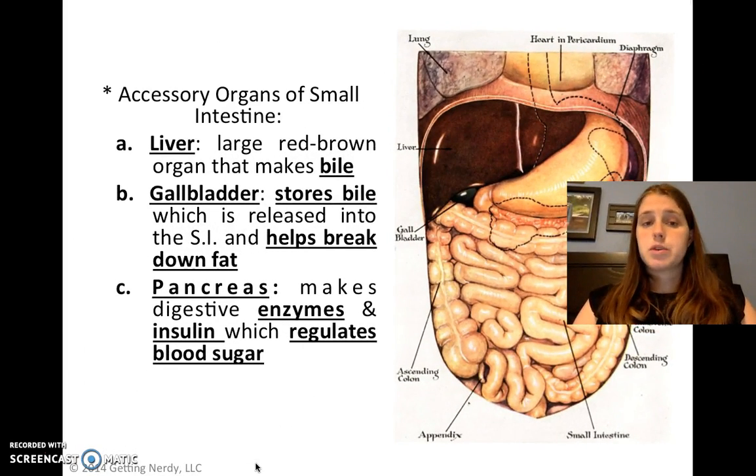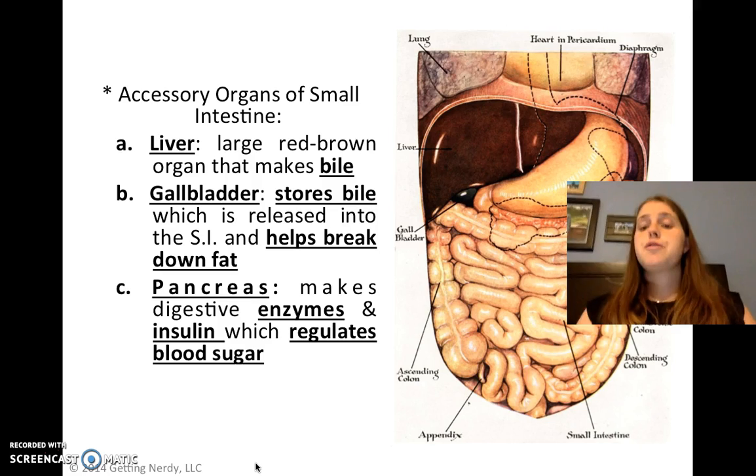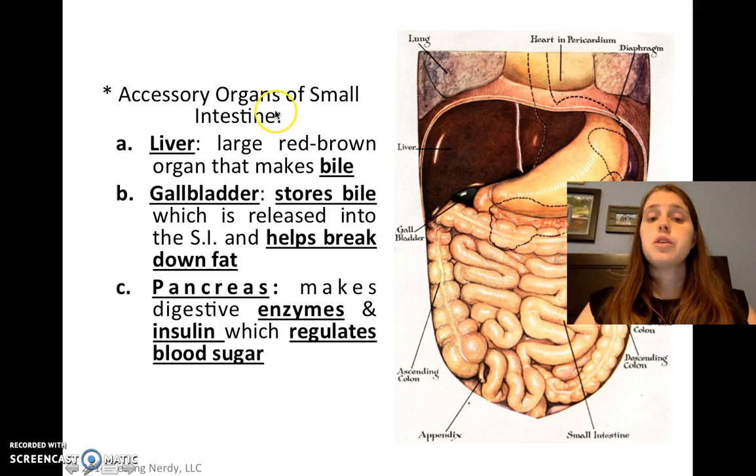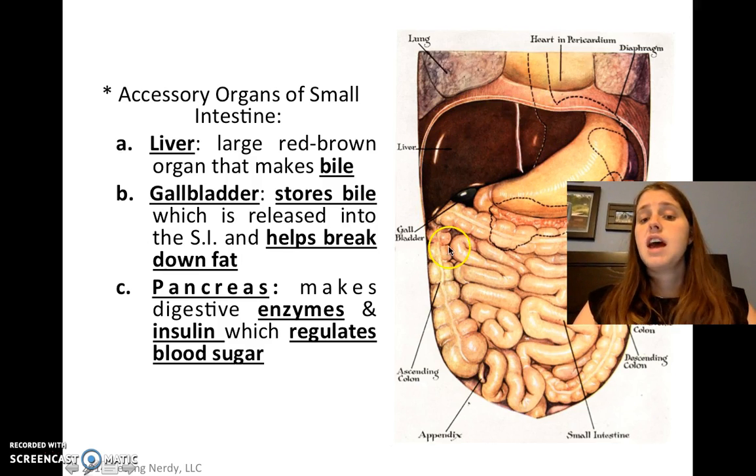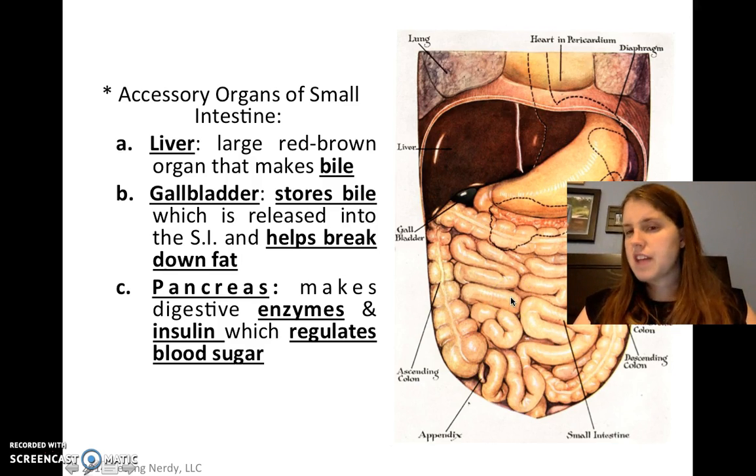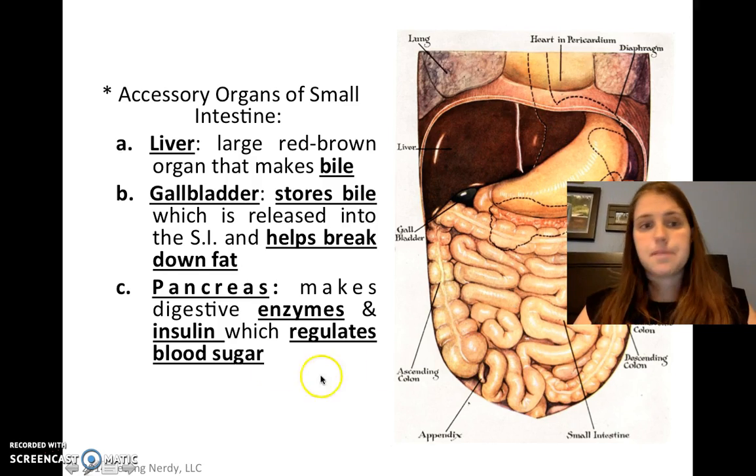So here are some of the accessory organs. Remember, the accessory organs are the ones that the food doesn't actually travel through. Accessory organs to the small intestine are the liver. This is the large red-brown organ that makes bile. So here is your liver. And bile is what exists in the small intestine that allows for digestion. That's the digestive juices of the small intestine. We have the gallbladder. This also stores bile. So the liver makes bile, the gallbladder stores bile, and it is released into the small intestine and helps break down fat.